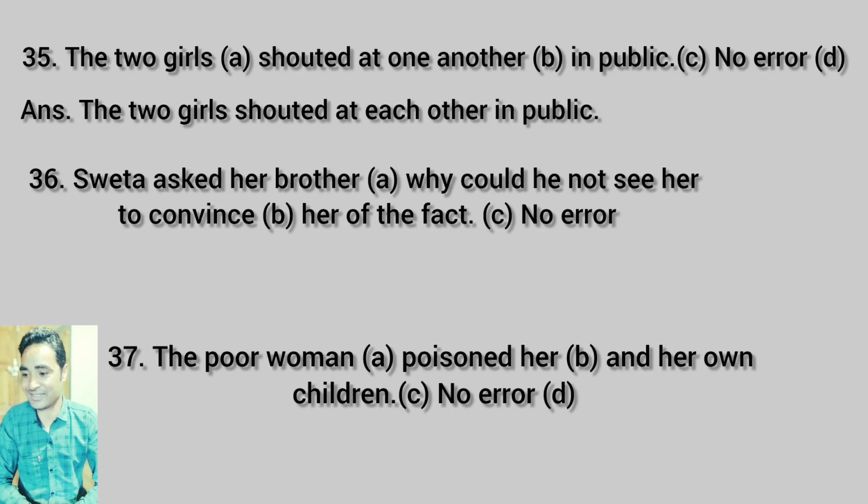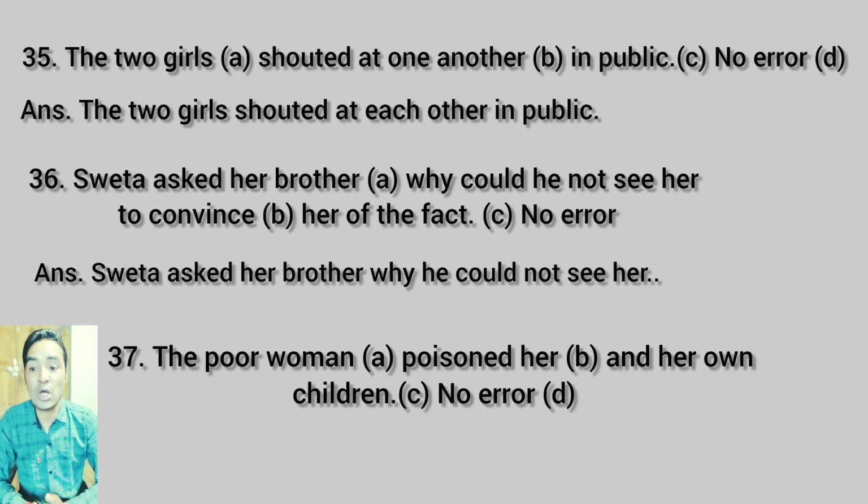Next, Shweta asked her brother why could he not see her to convince her of the fact. What is the error in this sentence? Correction: Shweta asked her brother why he could not see to convince her. But why? As you know, the WH family can be used as an interrogative pronoun, as an adverb and as a conjunction.